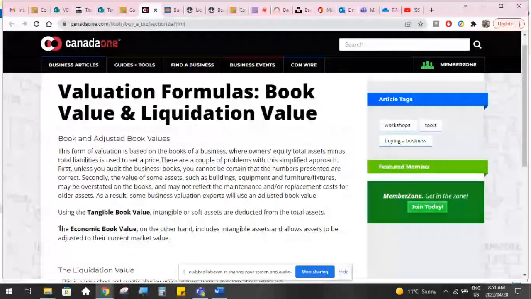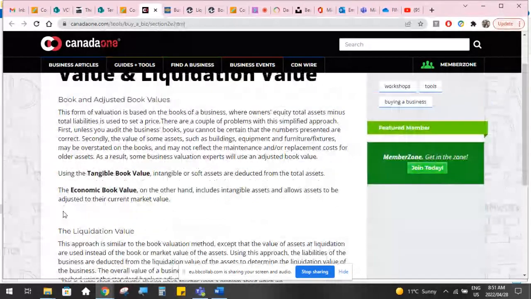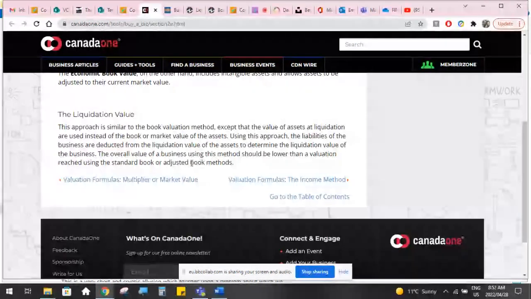Valuation formulas, and this is in one place where they say book value and liquidation value, and you look at the two together. So again, I quite like this explanation of book value because they also talk about adjusted book values. And then here again, there's a short explanation of liquidation value just in a paragraph as well. That's very easy to understand. So this is also a very good explanation.